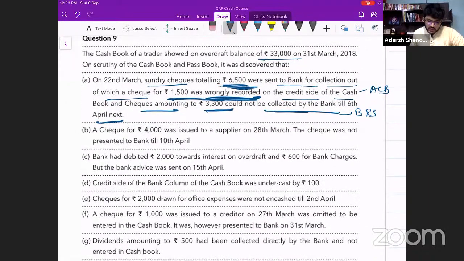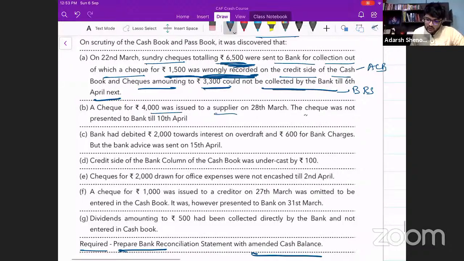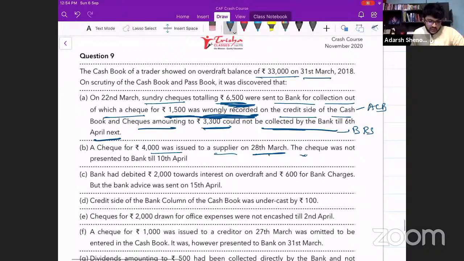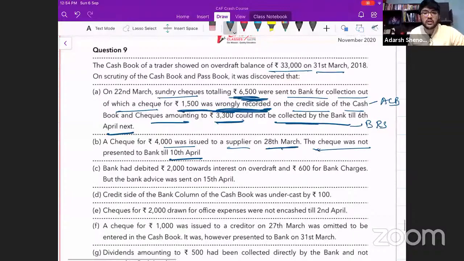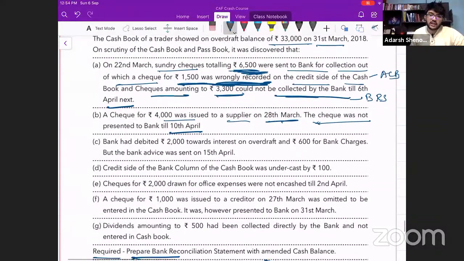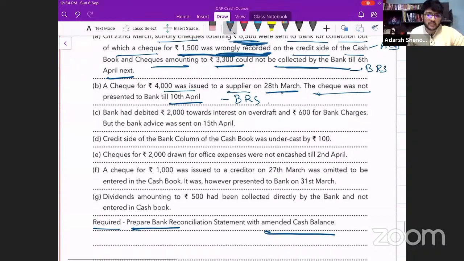Don't get confused. Read that English sentence and understand. A check for 4,000 was issued to a supplier on 28th March. We are preparing this on 31st March. The check was not presented to the bank till 10th April. Will this come in the BRS or adjusted cash book? This will come in the BRS. It will not come in the adjusted cash book because of timing difference.